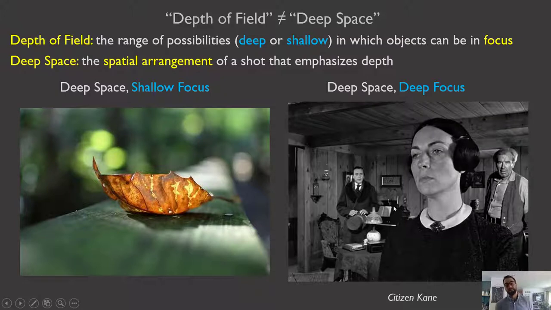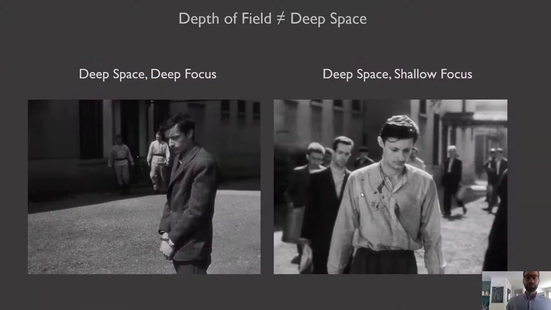This, however, from Citizen Kane, is both deep space and deep focus. Why is it deep space? Because there's a lot of space on the z-axis that is covered with respect to the space that's captured and with respect to the camera's position. Why is it deep focus? Because both this person and that person are clearly in focus.